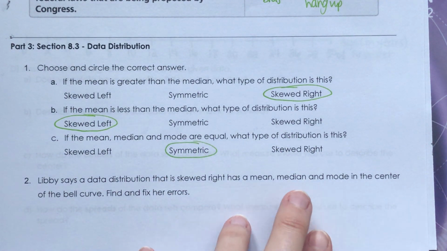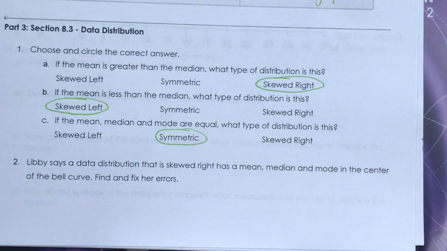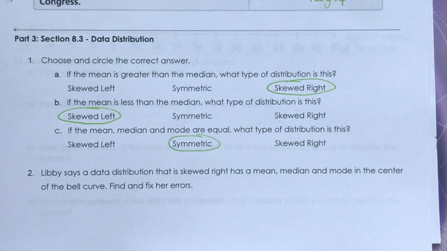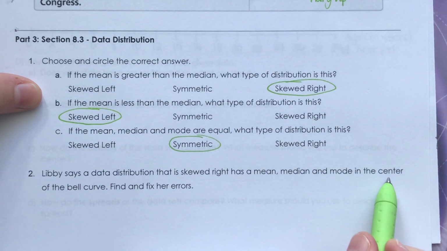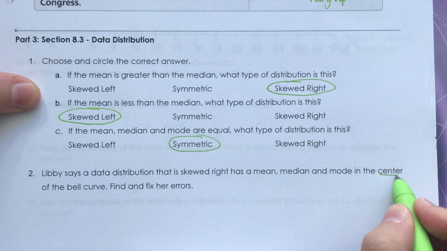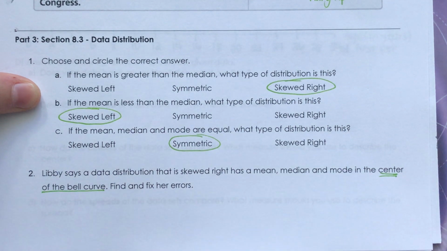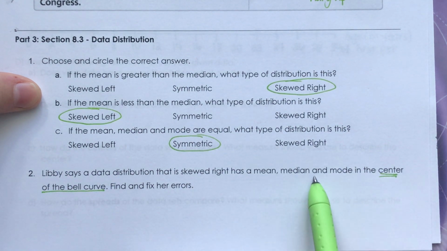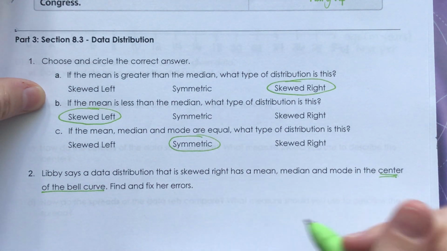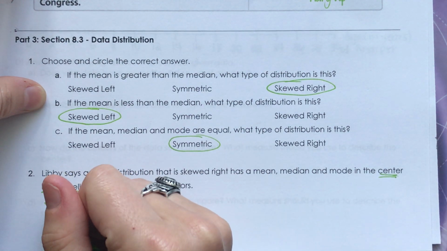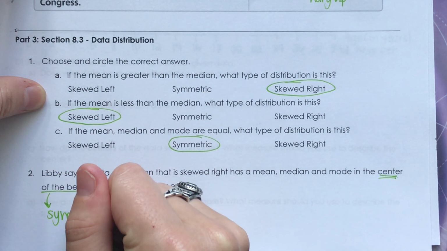Libby says, number 2, Libby says a data distribution that is skewed right has a mean, median, and mode in the center of the bell curve. Find and fix her errors. Well, if the mean, median, and mode are all in the center, the only one that has all three of those in the center is a normal distribution or symmetric.